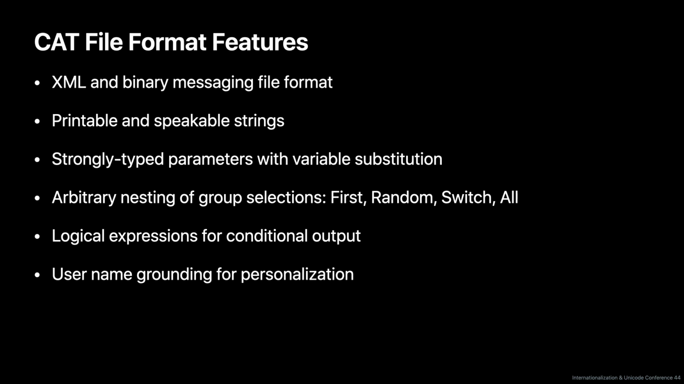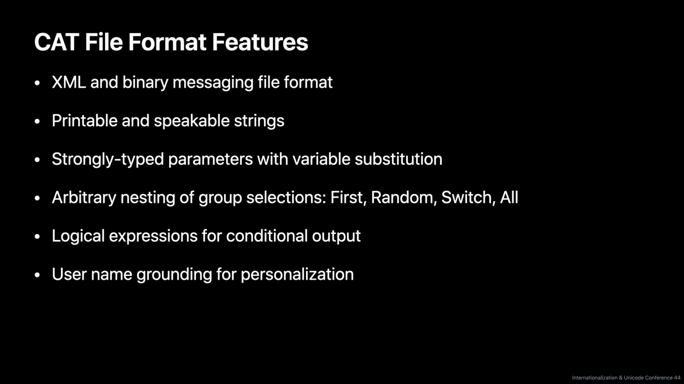And the validation functionality that we have for CAT files will perform type checking to make sure that all parameters are used in ways that are appropriate given their type. We also provide various ways to select between alternative dialogues. We do this with different grouping semantics.